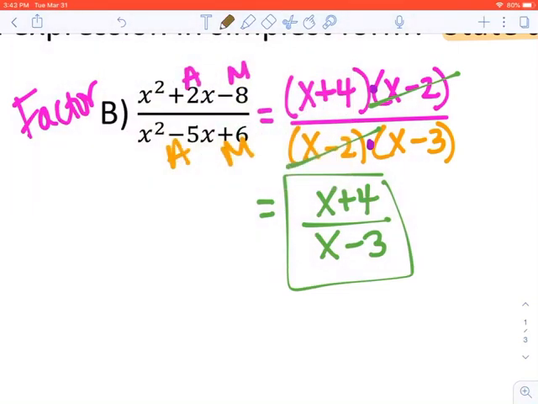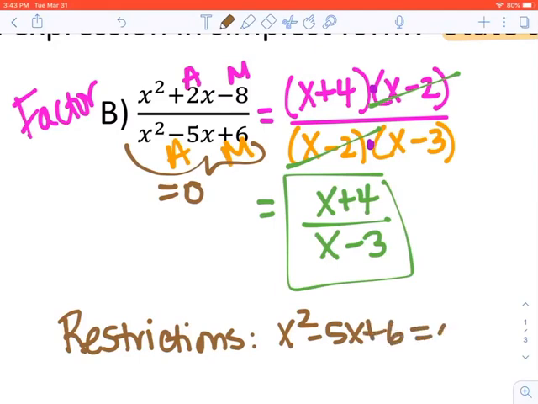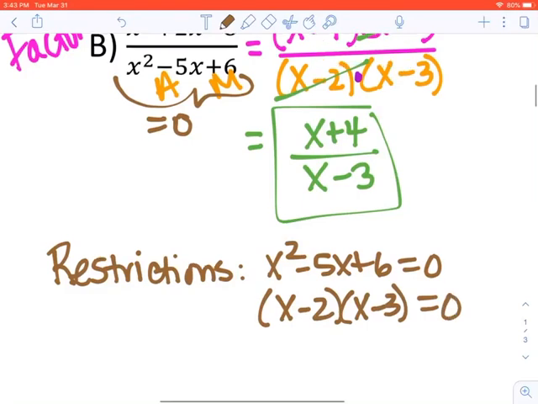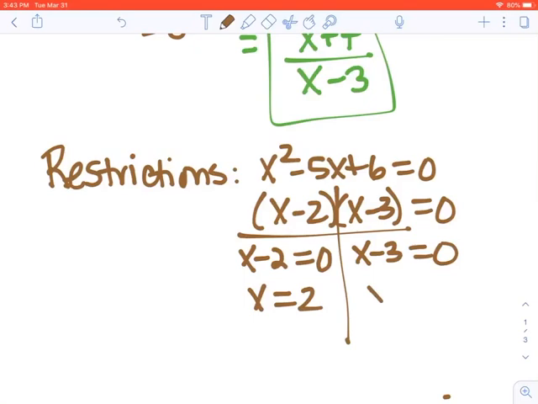Now restrictions. Again, it's where the denominator is going to be equal to 0. We want to set this equal to 0. So x squared minus 5x plus 6 equal to 0. Okay, this we've done a long time ago. Again, factored, which we've already seen in the factored form. It's x minus 2, x minus 3. We saw that above. And then to solve here, we make x minus 2 equals 0 and x minus 3 equals 0. And we solve, we get x equals 2 and x equals 3.